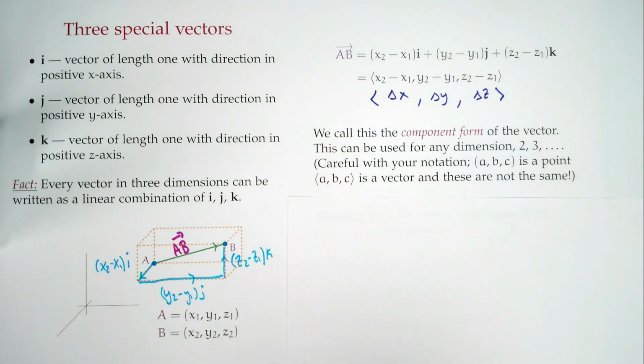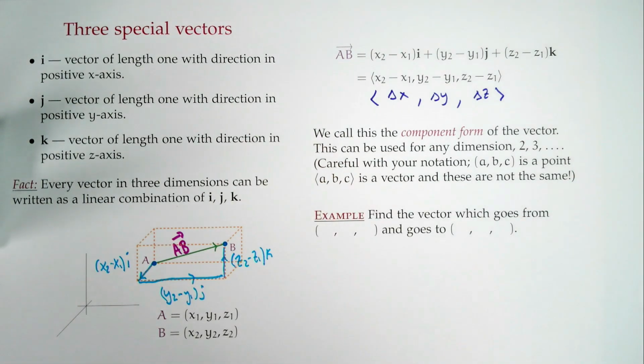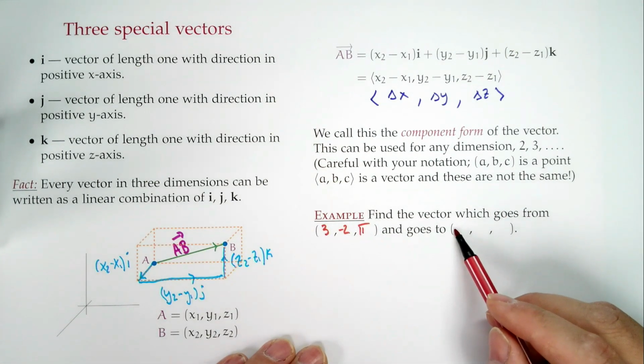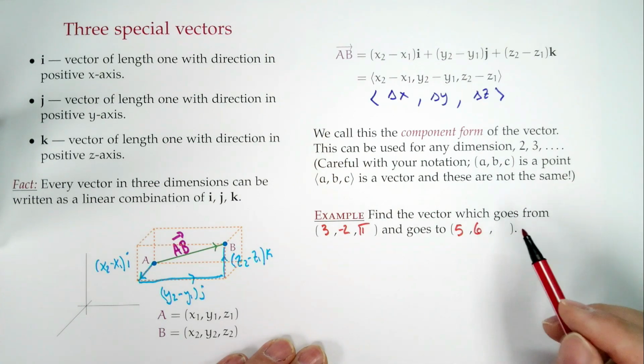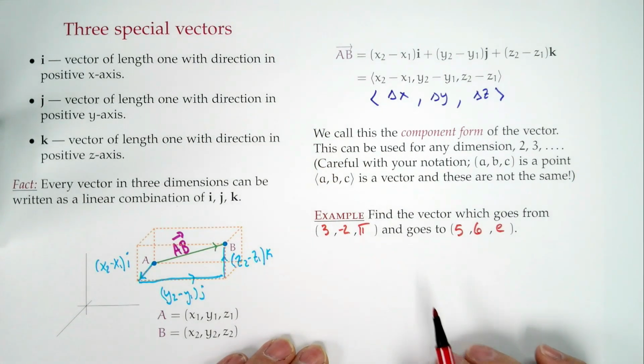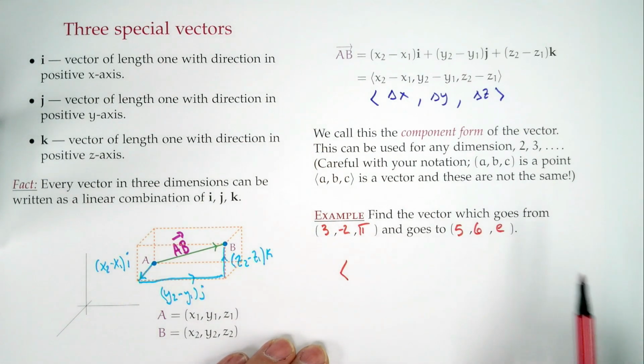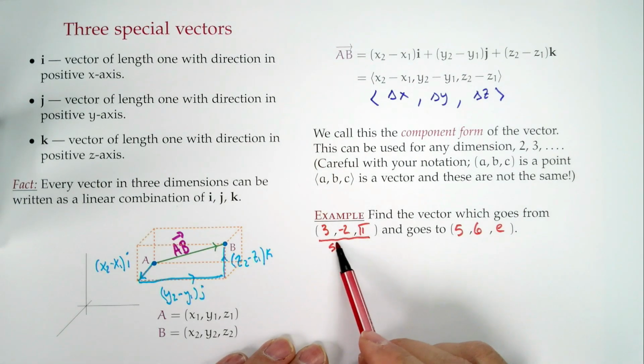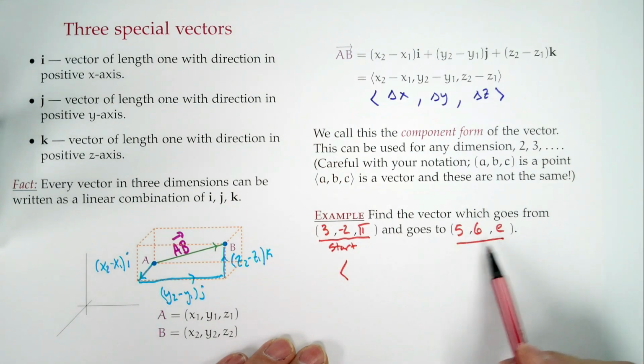By the way, we call this component form, and it really just says break it down, understand what's happening in each direction. So, as an example, find the vector which goes between two points. We pick some points, say 3, -2, pi and 5, 6, and e. If I want to find the vector, I look at the change. The important thing is vectors go from one point to another point, so you have to understand where's the start, where's the stop. In this case, here's our start, here's our stop.